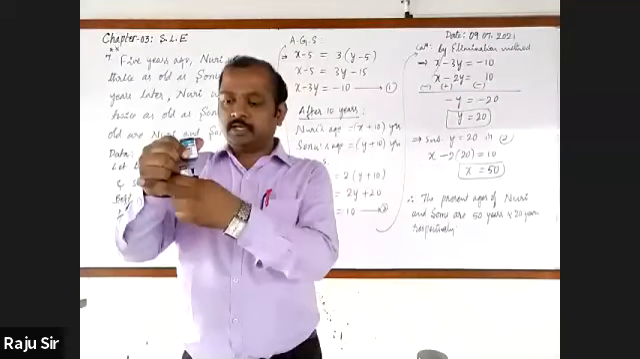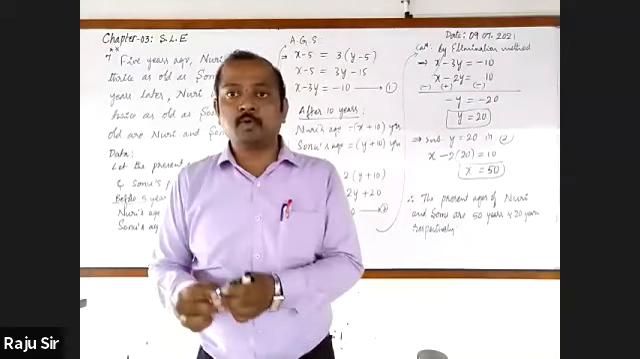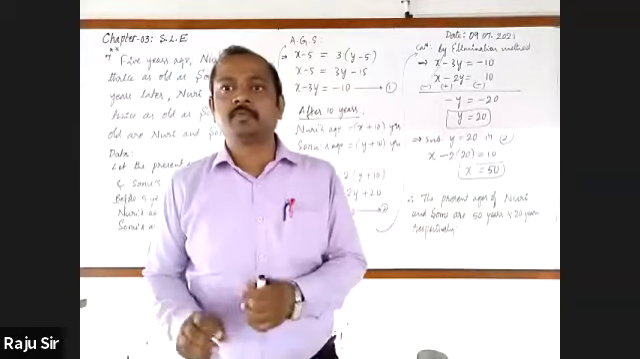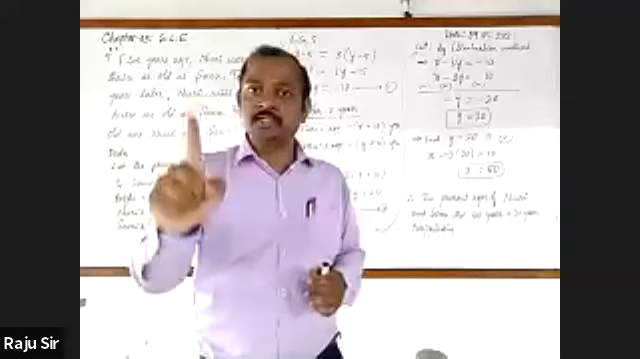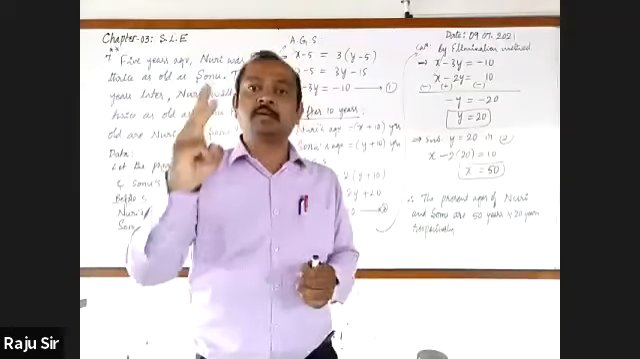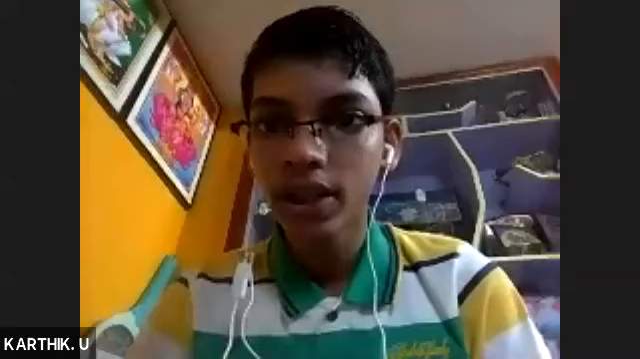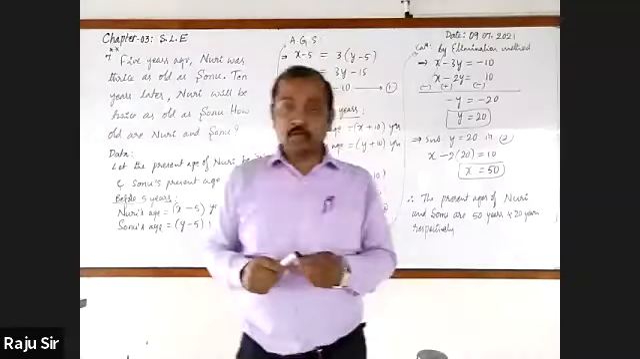Then I'll go for rubbing it. So total, how many types were over? 3 types. One is digits related. Second one is fraction related. Third one is age related.